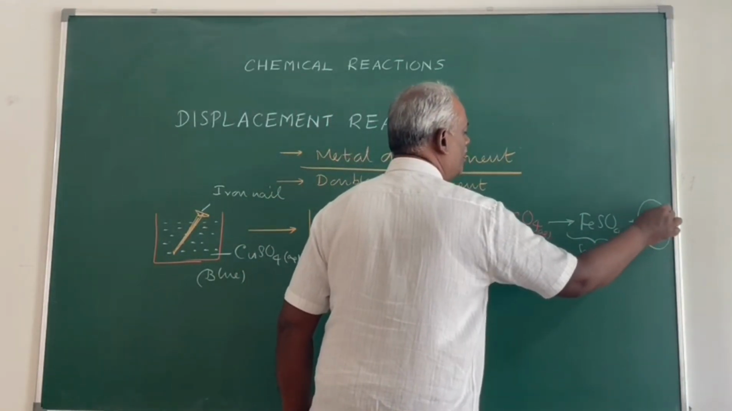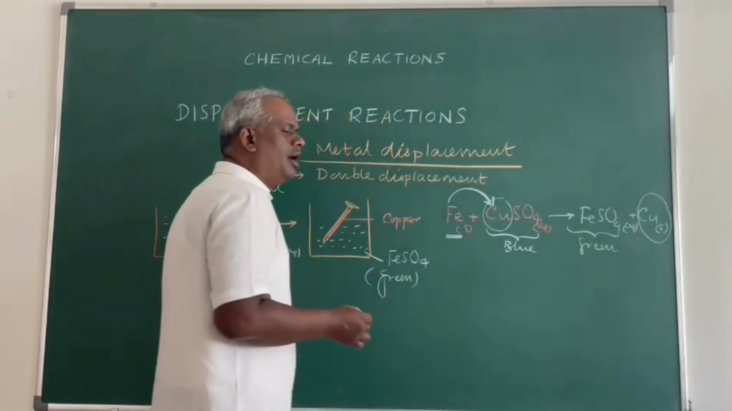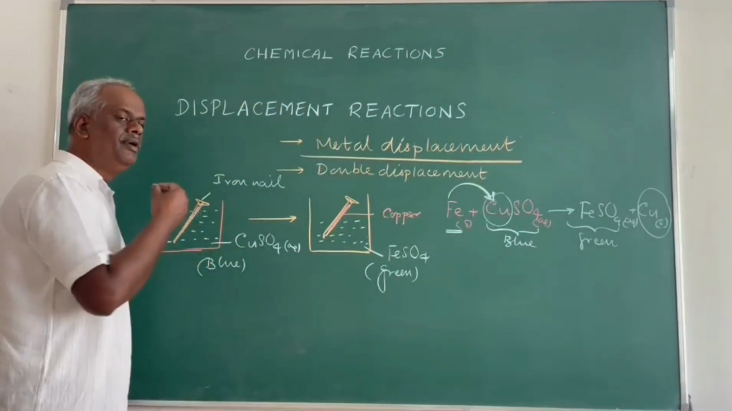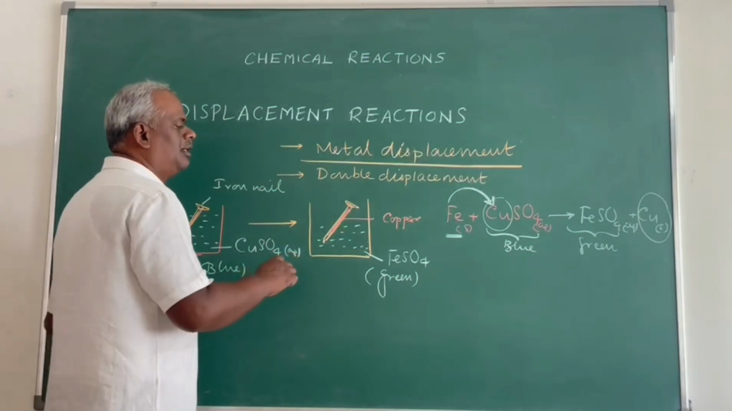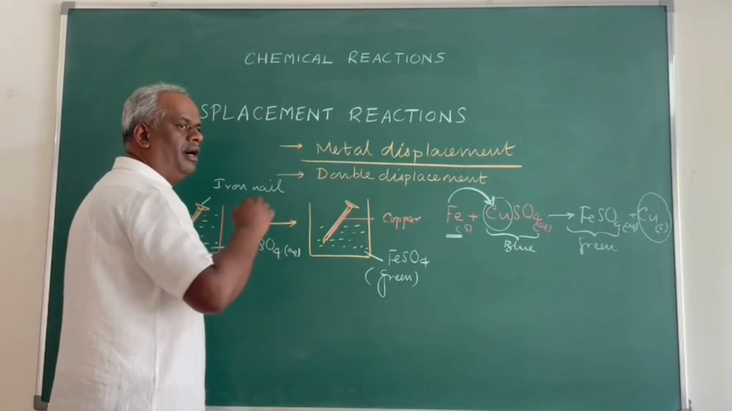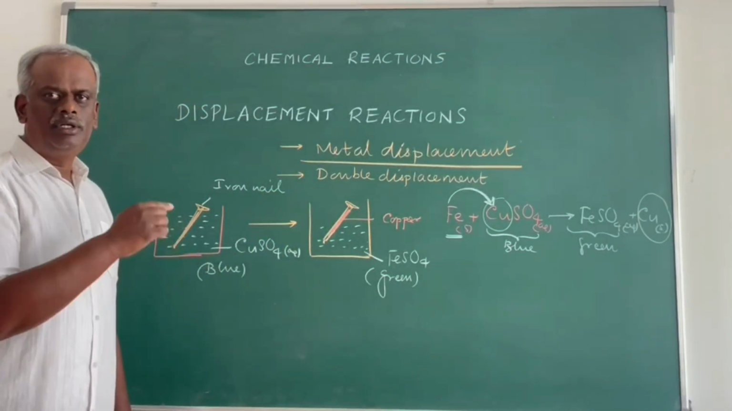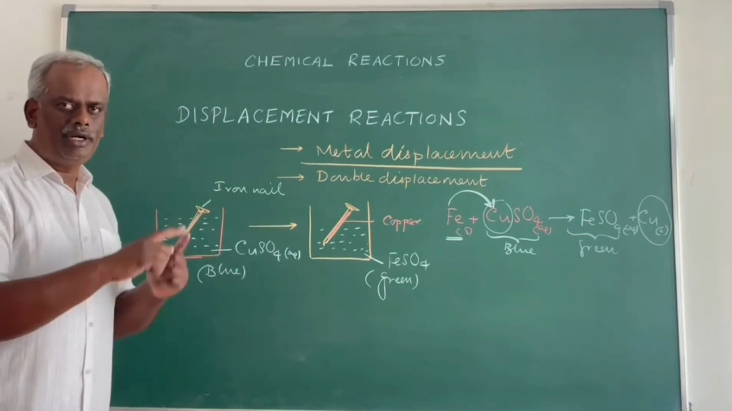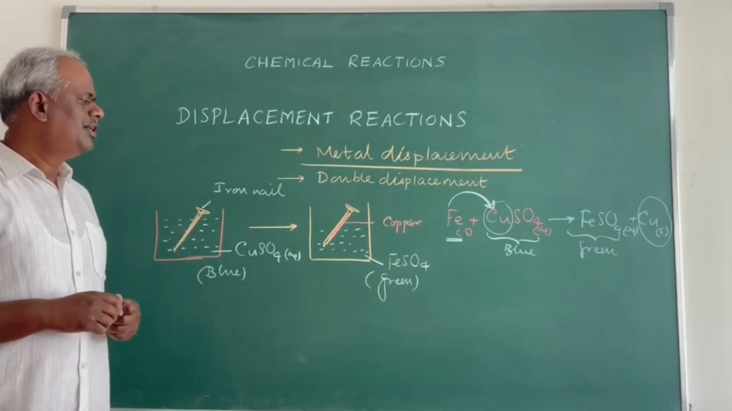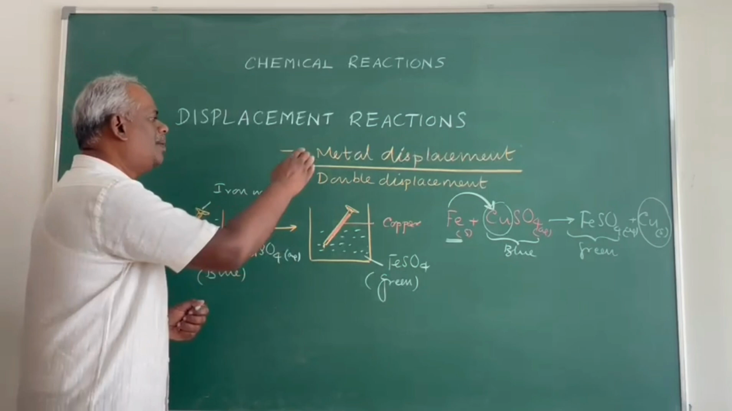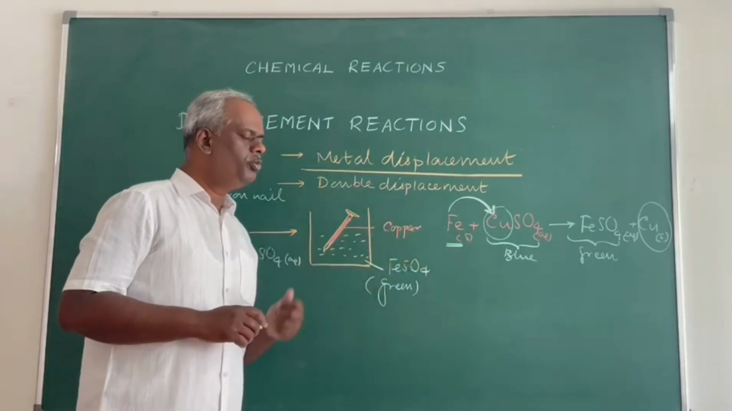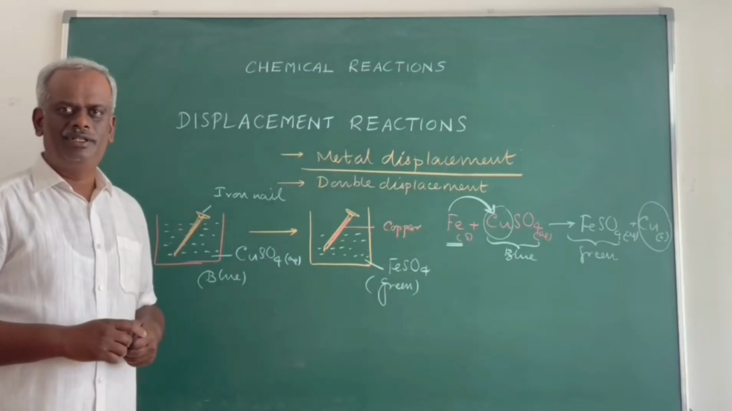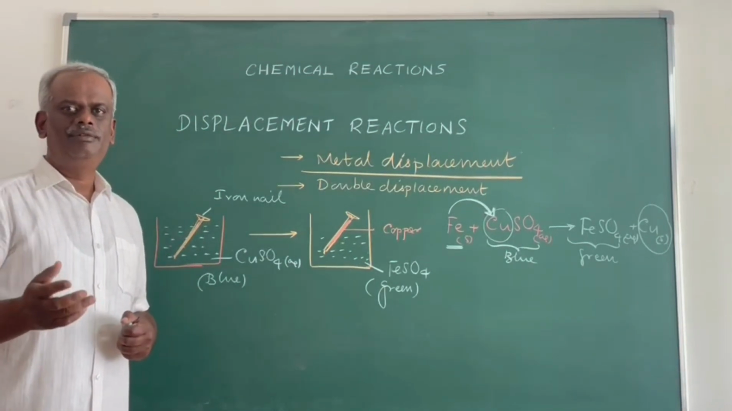The released copper is deposited on the surface of the iron nail. That's the reason why we can see the dark red color deposition on the upper surface of this nail. It's an example of metal displacement reaction, and this is the equation which is applicable for that. Is it clear? Very simple.